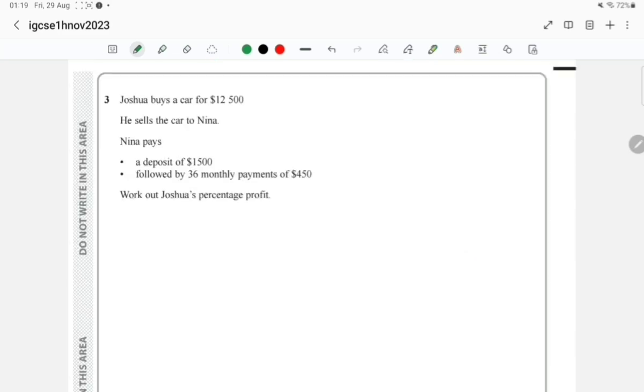Joshua buys a car for $12,500, so I know that my buying price here is $12,500. He sells the car to Nina. Nina pays a deposit of $1,500 followed by 36 monthly payments of $450. From that I can calculate my selling price. Question: work out Joshua's percentage profit.